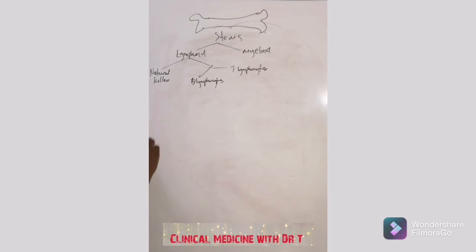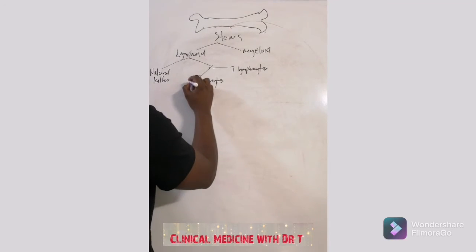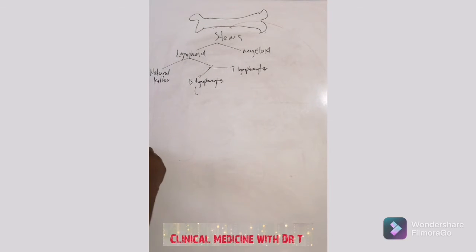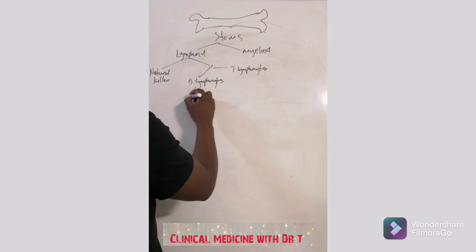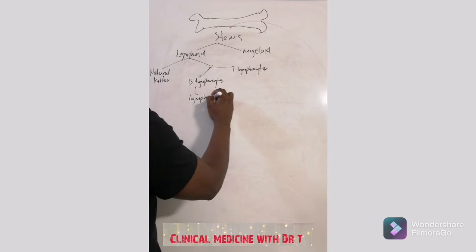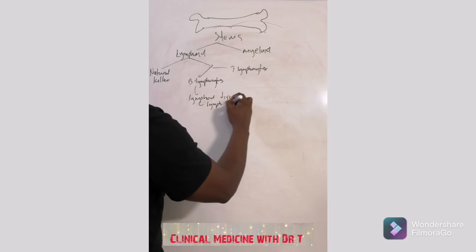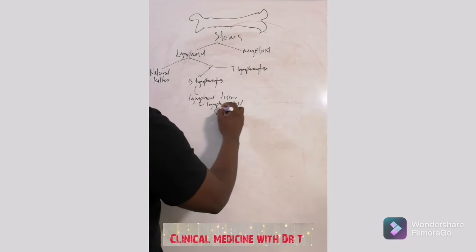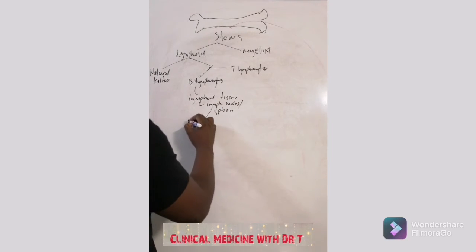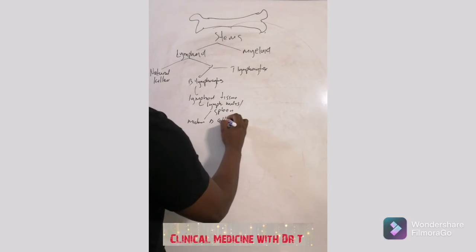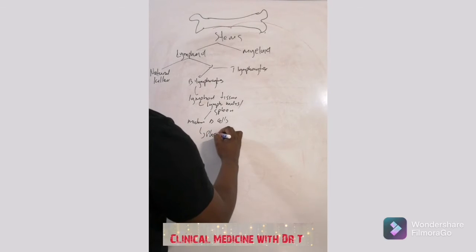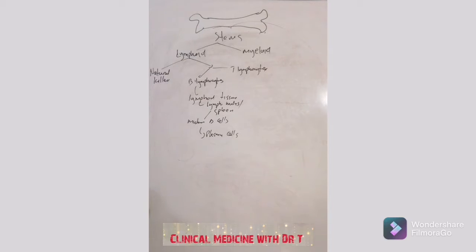Your B lymphocytes will migrate and leave the bone marrow and go to the peripheral lymphoid tissue, like lymph nodes, spleen, and others. There they'll become mature B cells, and later on become plasma cells. The main function of plasma cells is to produce antibodies. Okay.